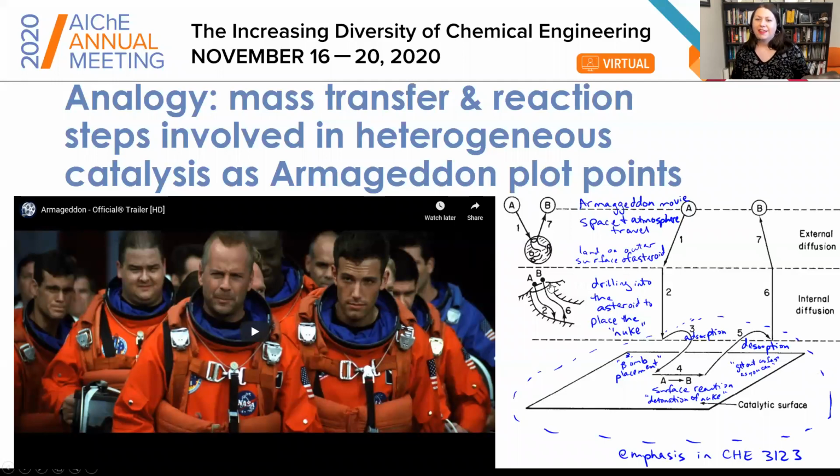And they have to travel through space and land on the surface of an asteroid. They are drilling engineers. They have to drill into the core of this asteroid where they place a nuclear bomb. They have to detonate the bomb. And then the challenging part is getting off of the surface and getting out of there before the nuclear bomb reacts. And so I make this analogy.